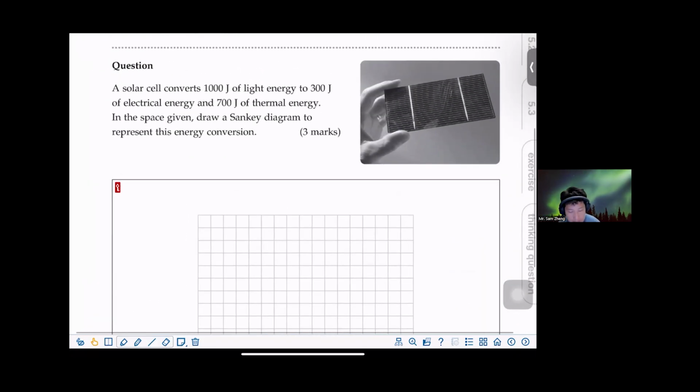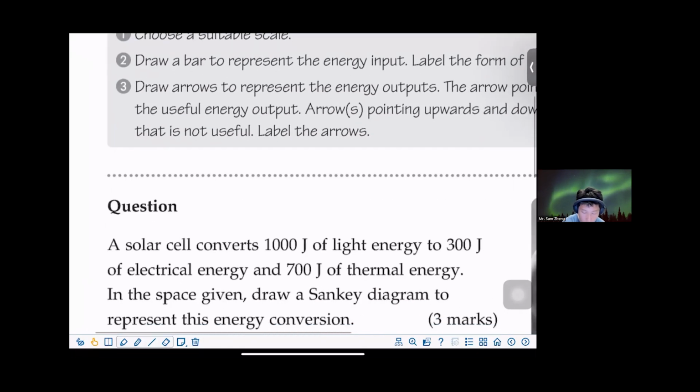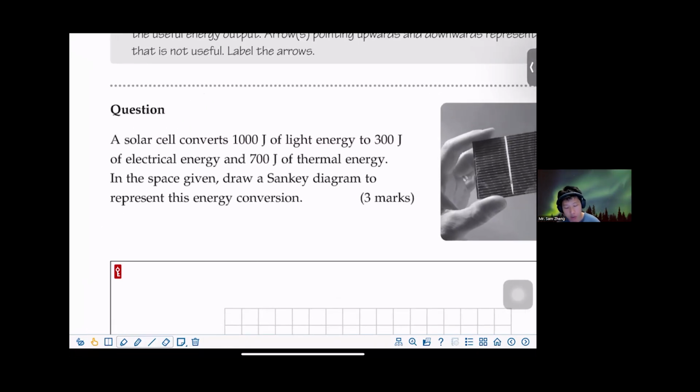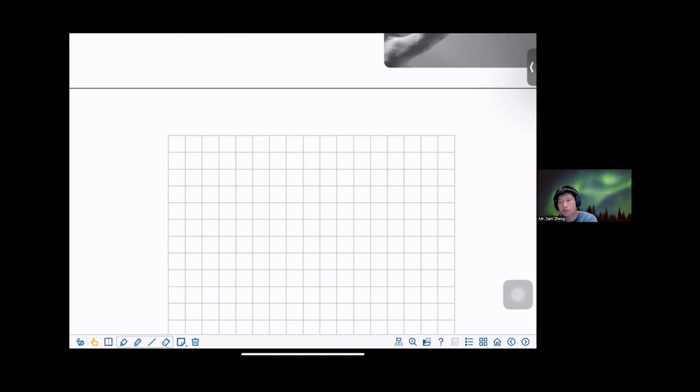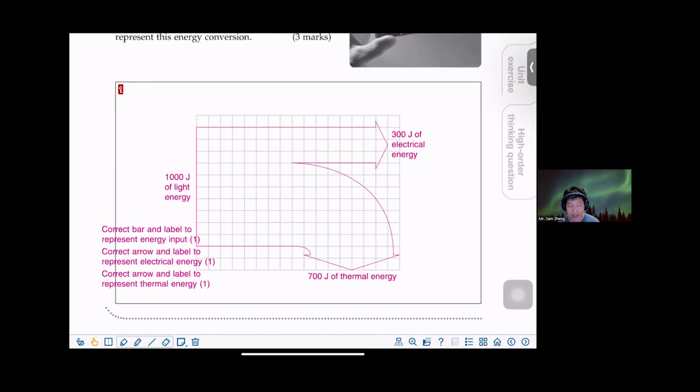For this part, we can see that the solar cell will convert 1,000 joules of light energy into 300 joules of electrical energy and also 700 joules of thermal energy. So in this case, you will realize that 1,000 joules of light energy converts into 300 joules of electrical energy. And the electrical energy is the thing that we would like to have. So even though it has a smaller amount of energy, it is the one that should go forward, because it is not the energy waste. So the picture should look something like this.